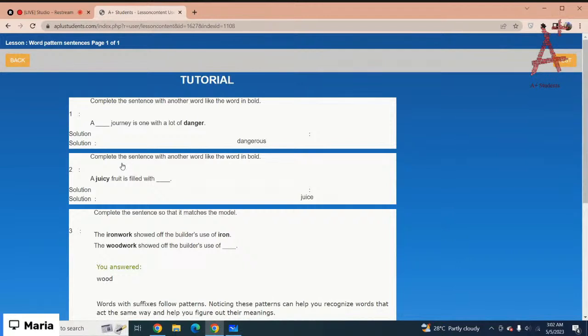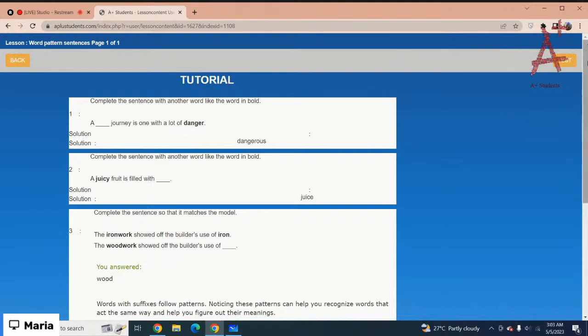Okay, complete the sentence with another word like the word in bold. So a dash journey is one with a lot of danger. The bold word is danger. You have to write down the word in the blank, that is another word like the word. They have the same meaning but different word. So danger and dangerous, they both are different words, but they have the same meaning.